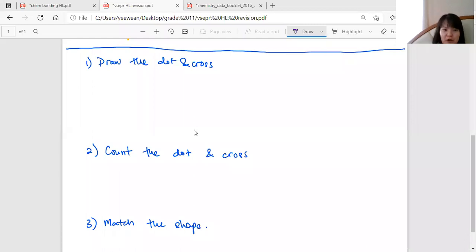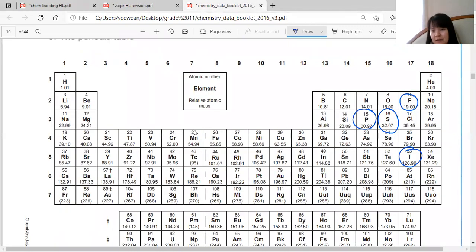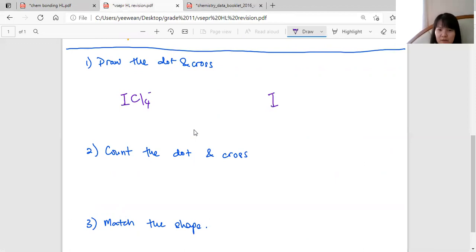Let's try one with a charge. ICl4 negative. Okay, iodine in the middle. Iodine is in group 17, so it has 7 outermost electrons. So the Cl, okay, 1, 2, 3, 4. And that's a negative charge. So I'm going to put an extra electron, say here, for the negative charge. Okay, and keep it simple.